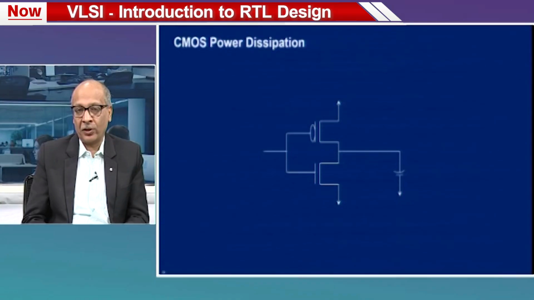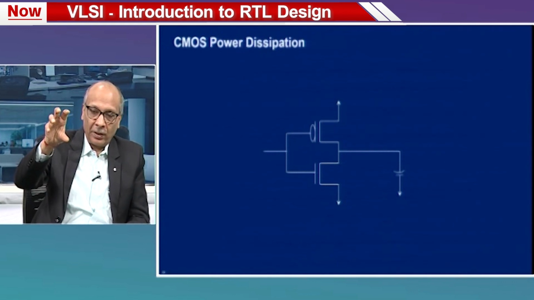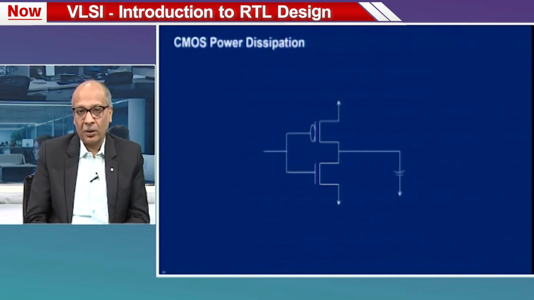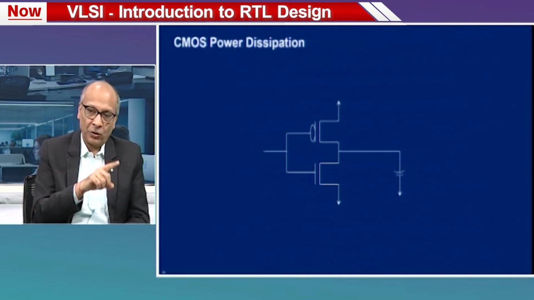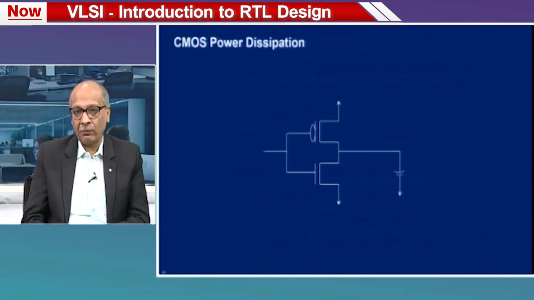Let us look at power also. Power is also a big aspect in CMOS circuits, in electronic circuits today. So, what I have done is I have drawn a CMOS inverter. The transistor at the top is a PMOS and the transistor at the bottom is an NMOS. For those who recollect the basic electronics, a PMOS transistor conducts when the gate is at 0 and the NMOS transistor conducts when the gate is at 1.